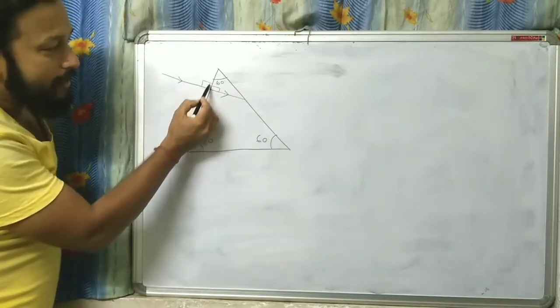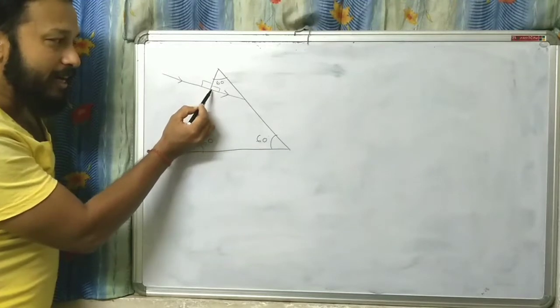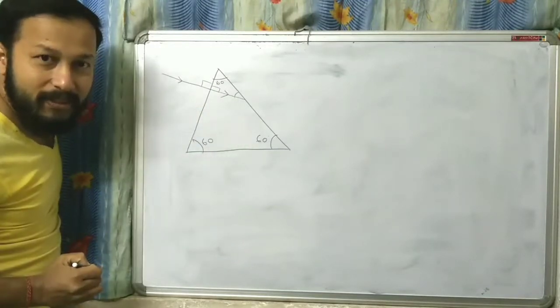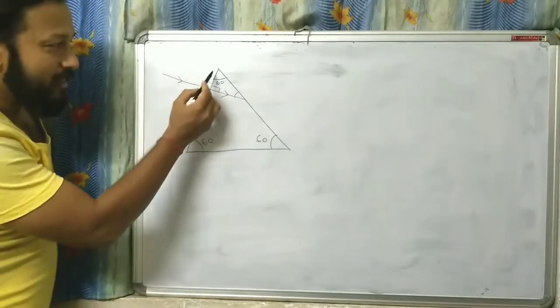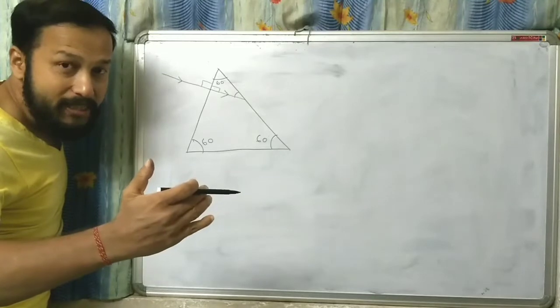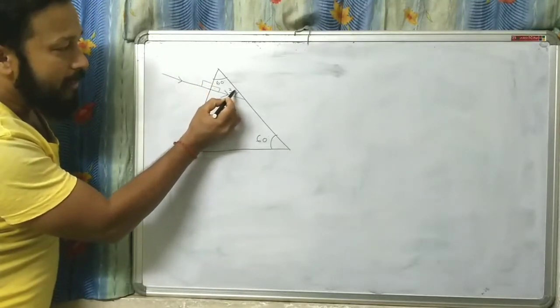Now see this small triangle: 60 degree, 90 degree. How much is this? Yes, 30 degree, because this is a triangle and we know the sum of all the angles of a triangle is 180. So 60, 90, this will be 30 degree.